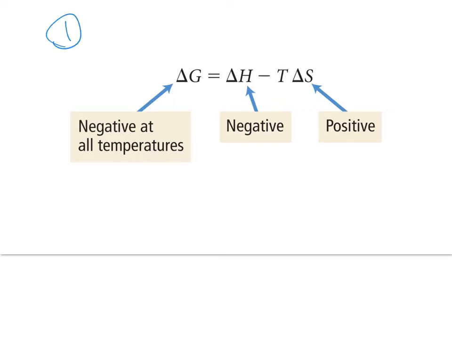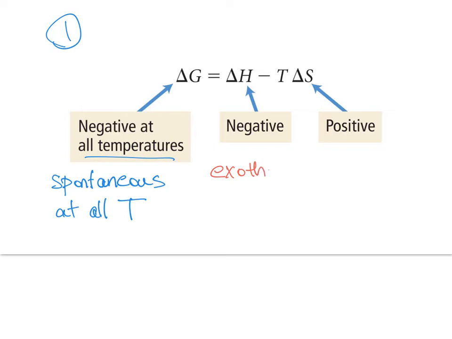All right, this is scenario number 1, where delta G is negative at all temperatures. This means spontaneous at all temperatures. Delta H is negative, which means that it is an exothermic reaction. And delta S is positive, which means that it is becoming less ordered.